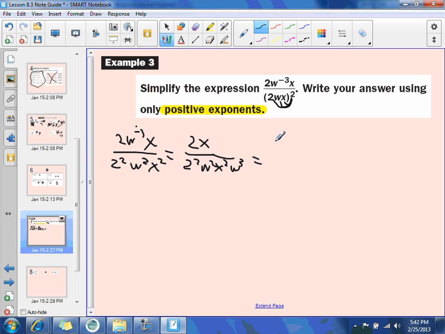Well, look at what we've created. We have 2 in the numerator and x in the numerator. We've got 2 squared in the denominator. Notice the same base. And now we actually have 5 w's: w squared and w to the third. And we have x squared in the denominator.